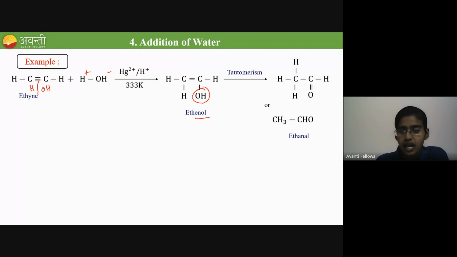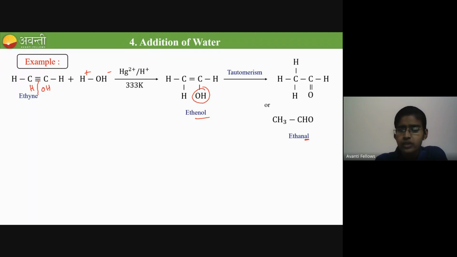So what is al? Al means aldehyde. So how are we getting this? These two compounds are interchangeable. This is undergoing tautomerism. Both have the same molecular formula, but a different arrangement of atoms. So they are isomers.